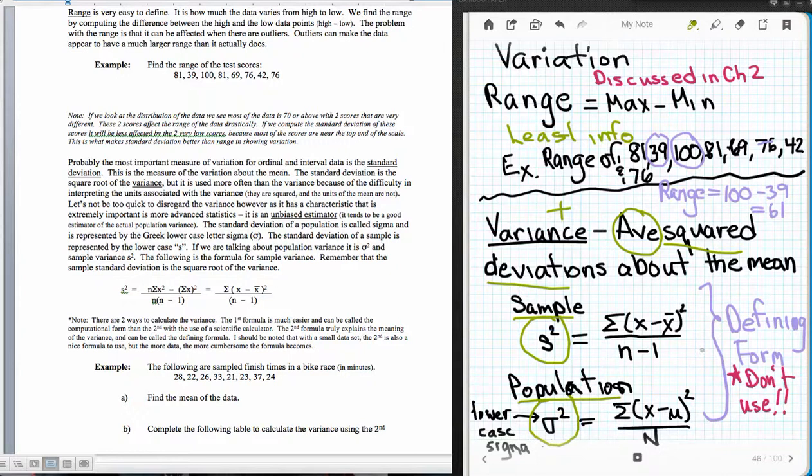Now the two formulas that I'm giving you right here, these are what we call the defining form of the formula, or defining formula. We don't want to use these, but they are very good at showing us the definition of the variance, hence the term defining form. So this says I'm going to add up all of the x values, each of the individual data points, subtract the mean. So how far are they from the mean? And then I'm squaring it. Squared deviations about the mean, right? So how far does each data point deviate from the mean? I square it, and then I add it all up and I average it.